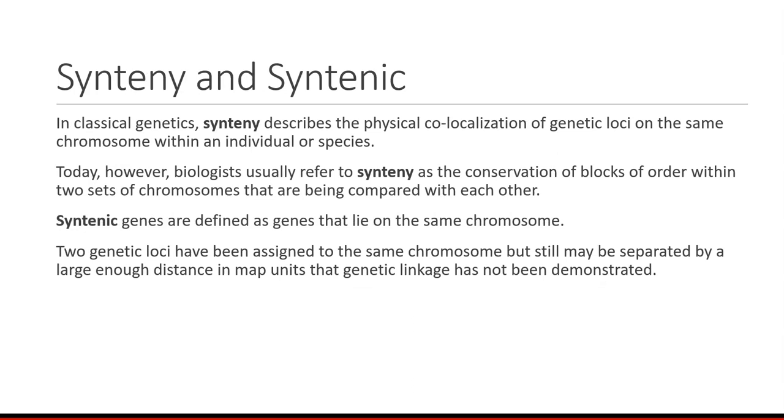In classical genetics, synteny describes the physical co-localization of genetic loci on the same chromosome within an individual or species. Today, however, biologists usually refer to synteny as the conservation of blocks of order within two sets of chromosomes that are being compared with each other. Syntenic genes are defined as genes that lie on the same chromosome. Two genetic loci have been assigned to the same chromosome, but still may be separated by a large enough distance in map units that genetic linkage has not been demonstrated, so they can be independently inherited.